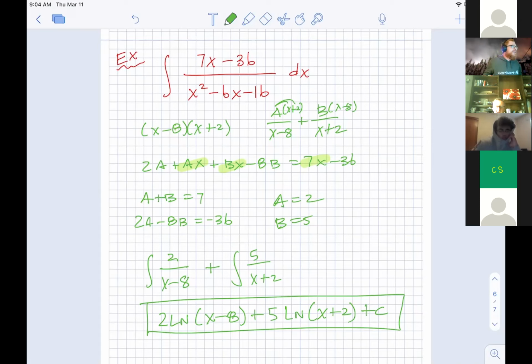Well, if you chose to, you could go back here and say, I think I'm going to try to find two fractions that subtract to give me 7x minus 36, but adding is easier than subtracting. So I'm just picking plus. Now, if A or B happen to come out negative, then fine, then it's a subtraction problem. Like if B came out -5, then it would have been 2 over x minus 8 minus 5 over x plus 2.